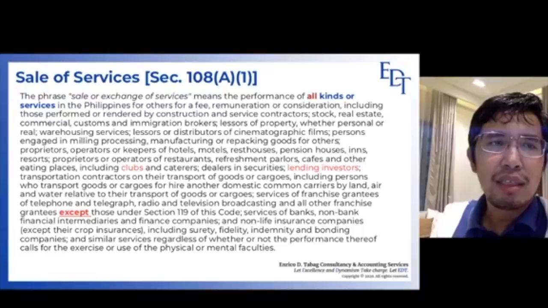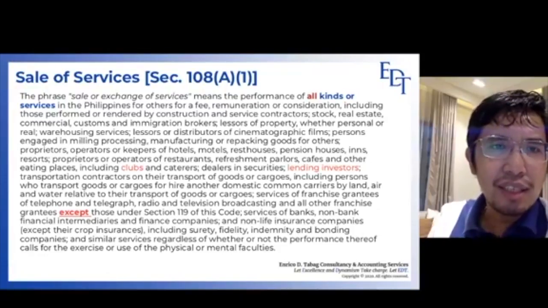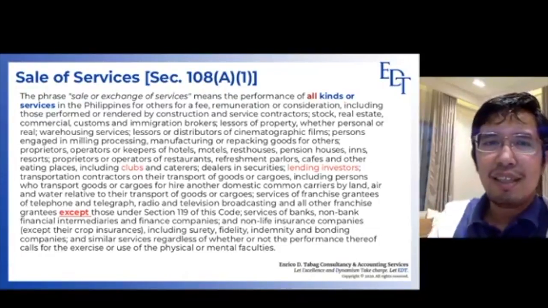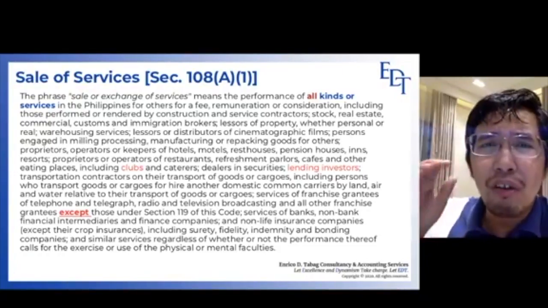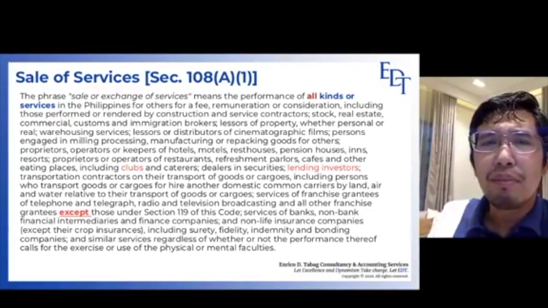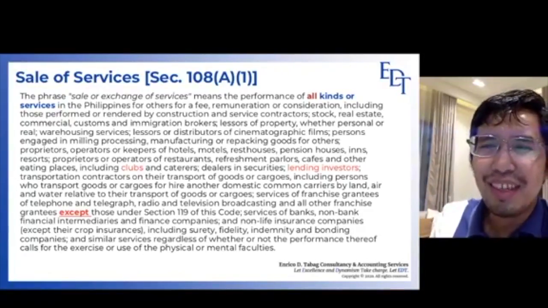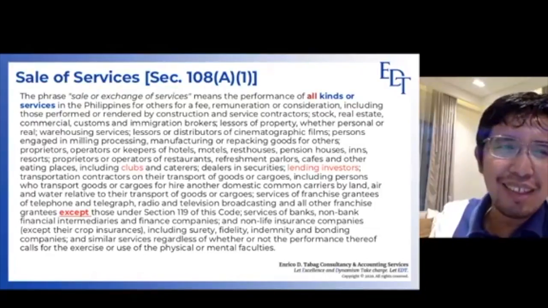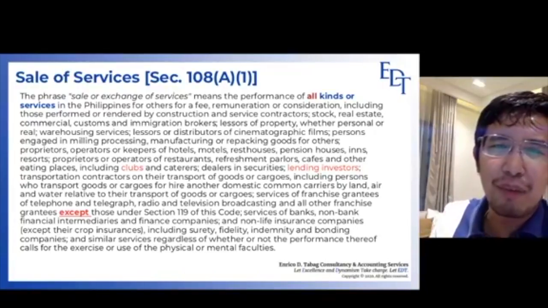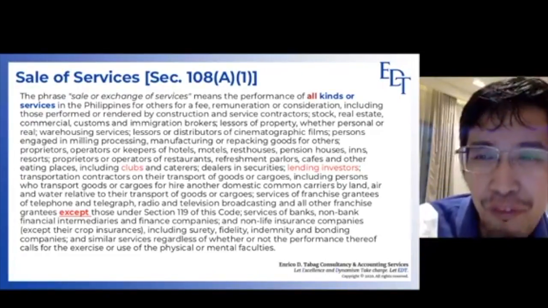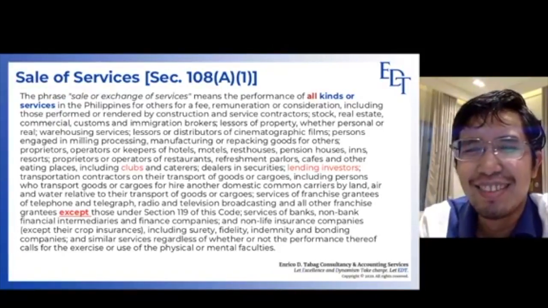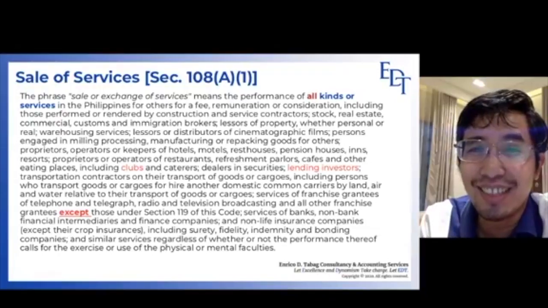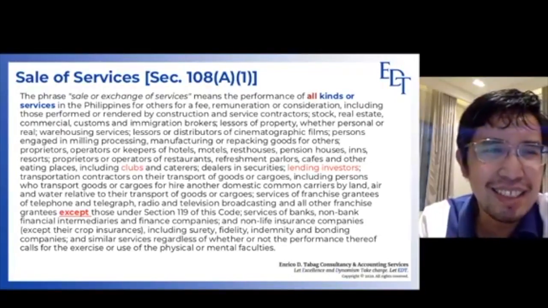Nakalagay dyan, the phrase sale or exchange of services means the performance of all kinds of services. Pardon me with the PowerPoint. Off pala nalagay ko dyan. Babalikan ko. The phrase sale or exchange of services means the performance of all kinds of services. Hindi ko na ulitin to, ha. Pasensya na. Okay. Pinantok na siguro ako. So, nakalagay dyan. Balikan natin.